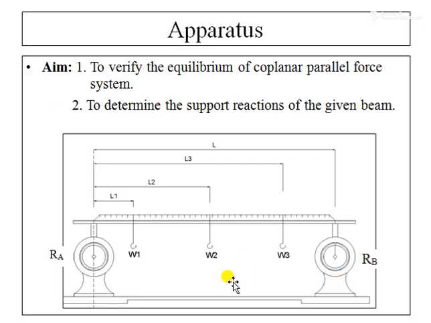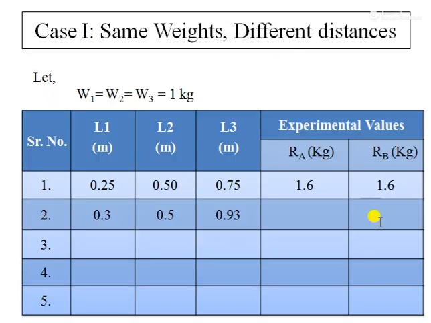What happens in this apparatus when you apply load at W1, W2, W3 kgs at these 3 points? The spring balance A and spring balance B are going to show the reaction force acting at point A and point B respectively. So based on that, we will prepare a tabular form of the experimental reading so that you understand. In the first case, we are going to use same weights and different distances.